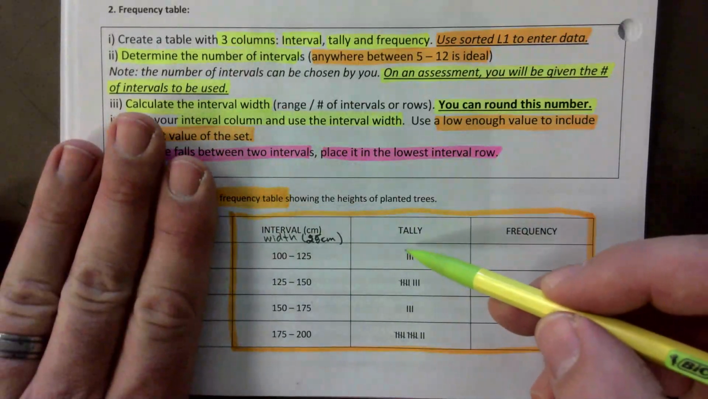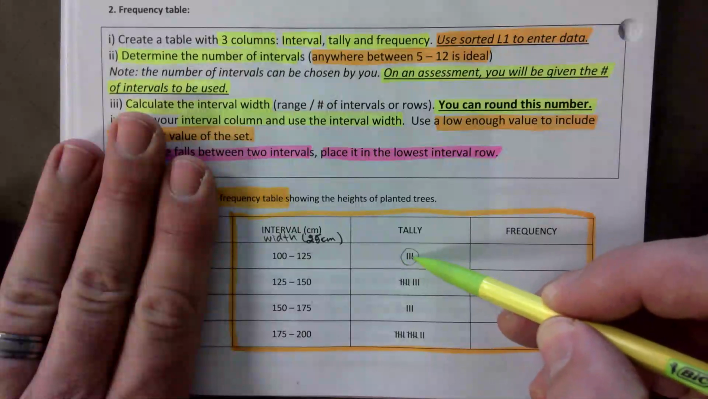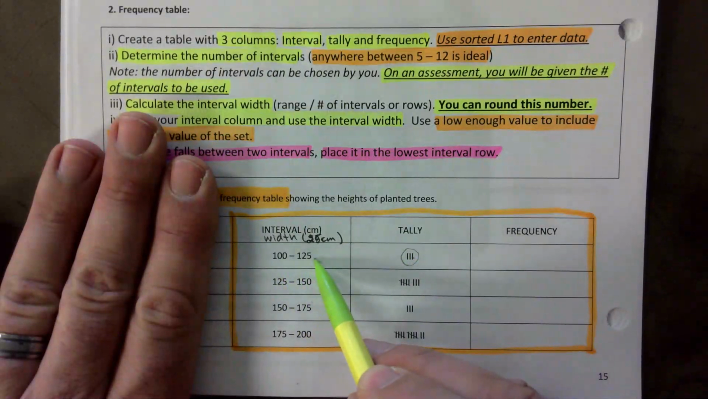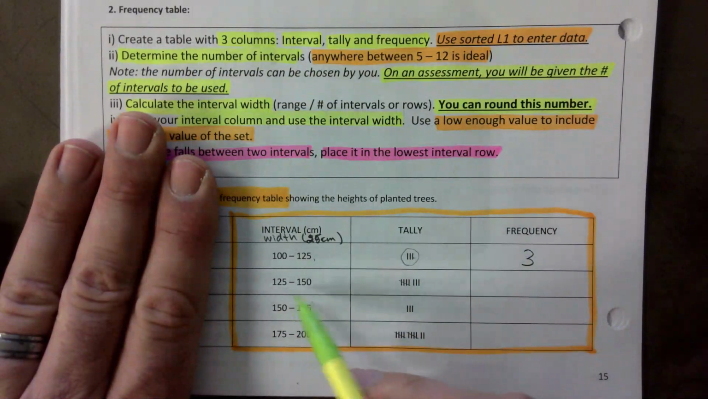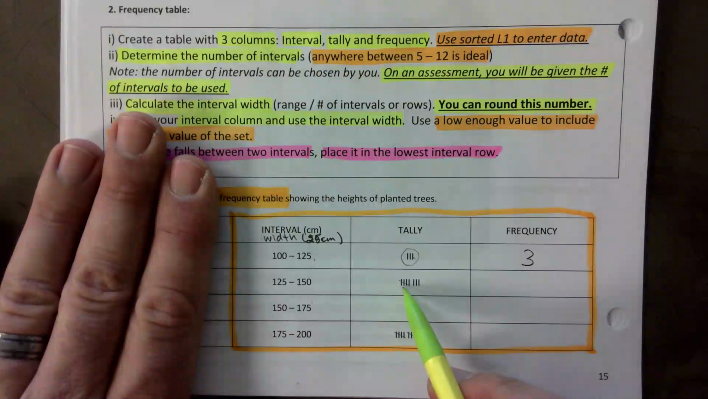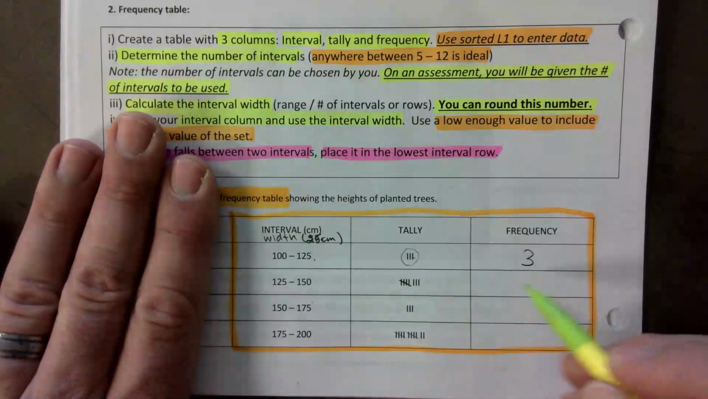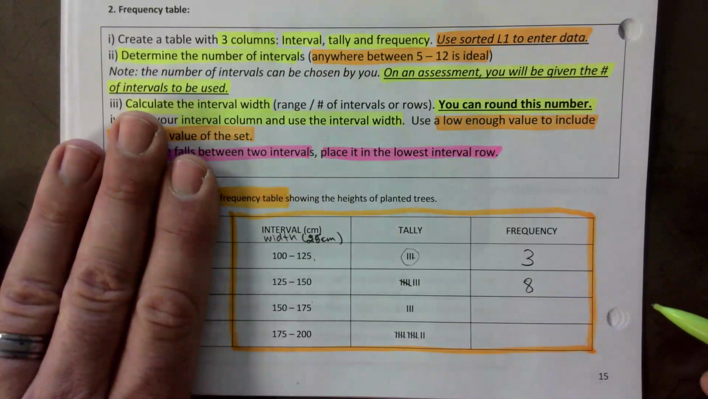So what I've done is I've said there are 3 data points that fall between 100 and 125. So you just say 3. Okay? And how much is 4 with a line across? Do you know how much that is? That is 5. I don't know if you've learned how to count that way, but so there's 5 and 3. That would be 8 values in here.